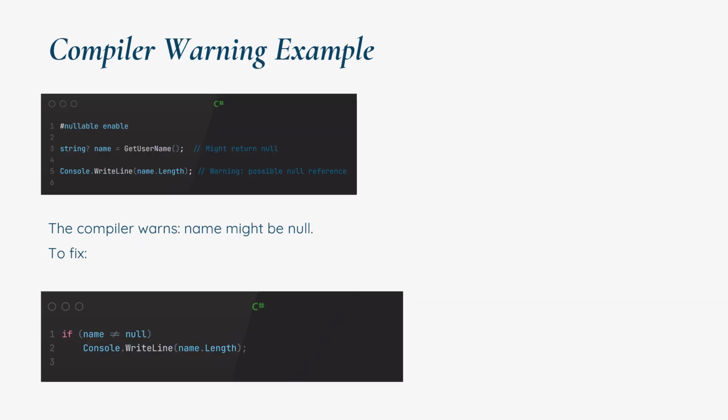Let me show you a quick example. Here, the compiler gives a warning that the variable name might be null. And this is a gentle push. It's saying, hey developer, I'm not sure if this variable is safe. Maybe check before using it. And you can fix this by adding a simple null check.